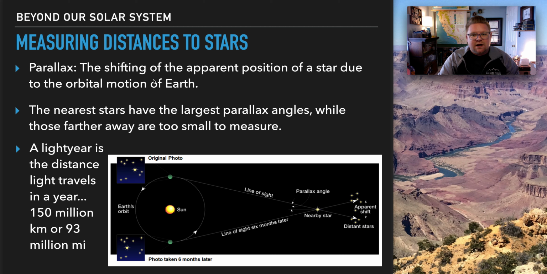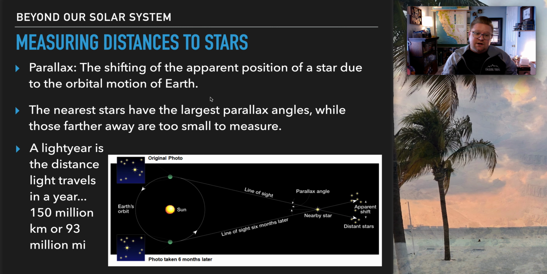So it says here, again, the parallax is the shifting of the apparent position of a star due to the orbital motion of the Earth. The nearest stars have the largest parallax angles, while those that are farther away are almost too small to measure. So a light year, again, is the distance that light travels within a year. It's about 150 million kilometers or 93 million miles. So these are very large distances that we're discussing when we start looking at the distance of some of these stars.